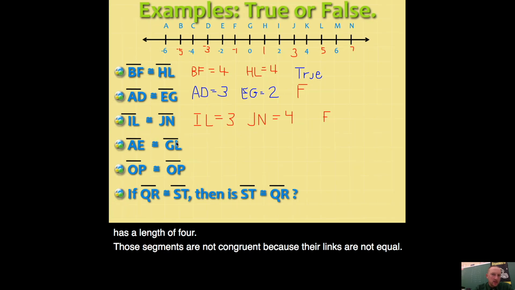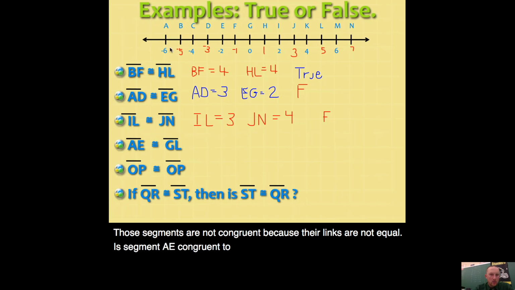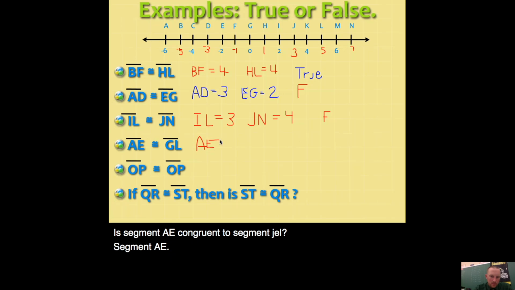Is segment AE congruent to segment GL? Segment AE has a length of 4. -6 to -2. Compare that with segment GL. Segment GL has a length of 5. They're not equal, so they're not congruent.